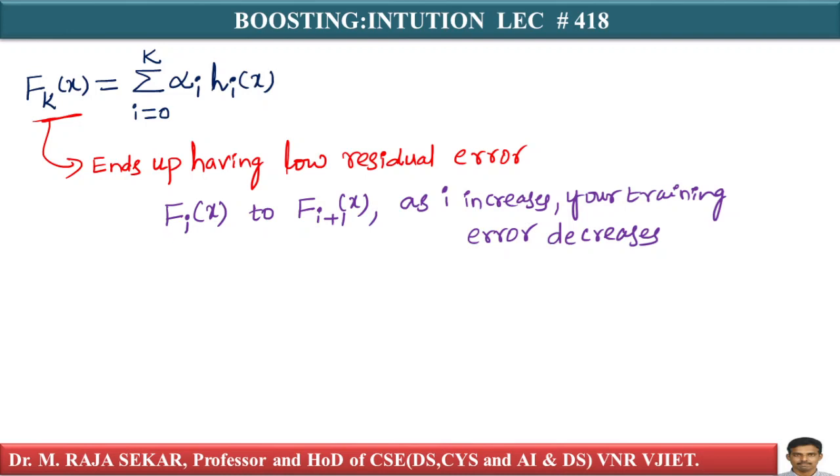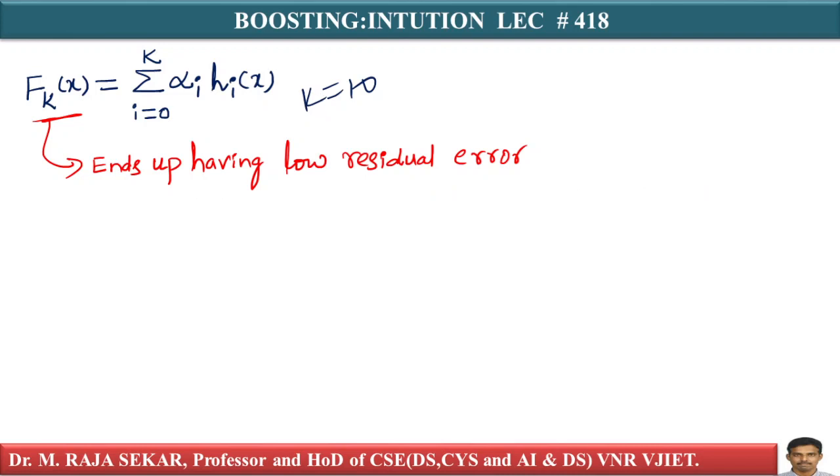If k equal 10, how many models will you get? I equal 0 to 10 means I have trained 11 models in total. So at the end of it, it ends up having low residual error as k increases, isn't it?